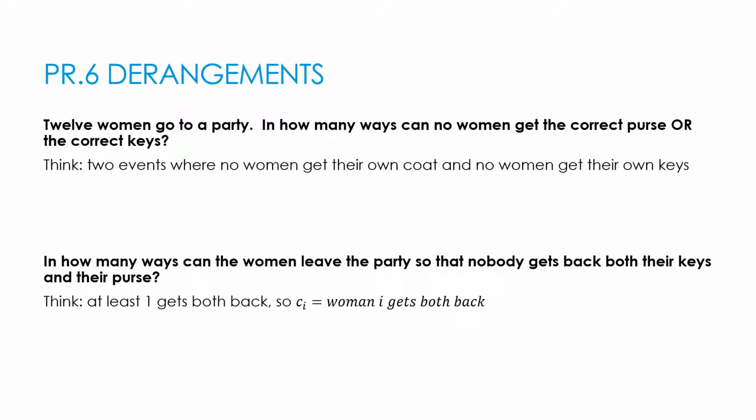So what I want you to think about is that we have two events: no women get their own coat, and then no women get their own keys. Those are the two events. Well, when we have two events, we're just going to multiply, and this is a straight up derangement. Nobody gets their own coat times nobody gets their own keys. D12 times D12, using that approximation, we're saying 12 factorial over e twice because there's coat and keys.